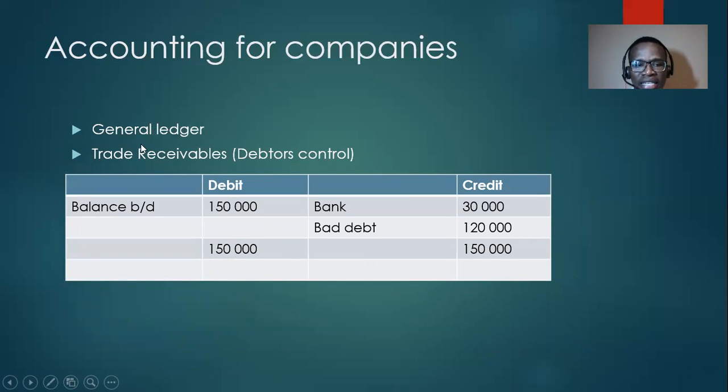You see the general ledger, trade receivables or debtors control. It had a balance brought down of 150, right? Then bank, that's when the liquidators give 30 cents. Then the bank reduces by 30. Then the other one is written off, 120. See, there's no balance brought down or taken forward. So it means the debtors control is 0 now.